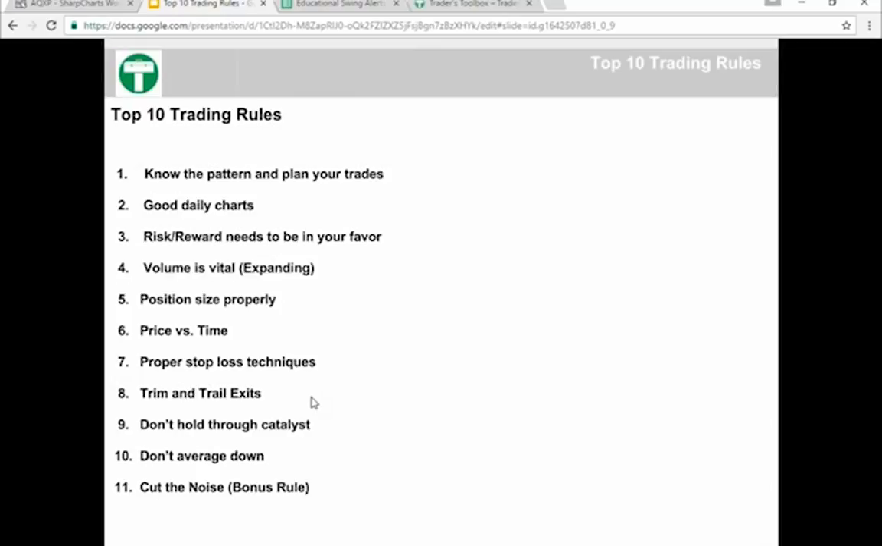Before I get started on the rules, I am a simple-minded trader, and that is by design. I've tried numerous types of strategies over the years.